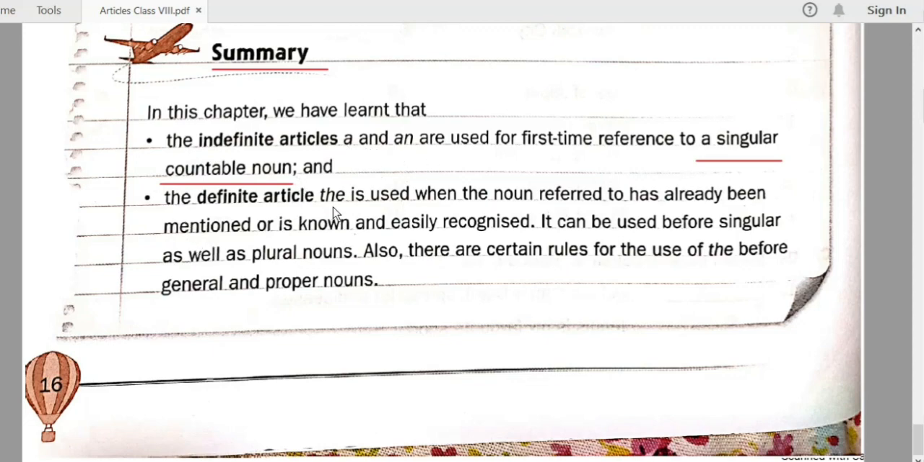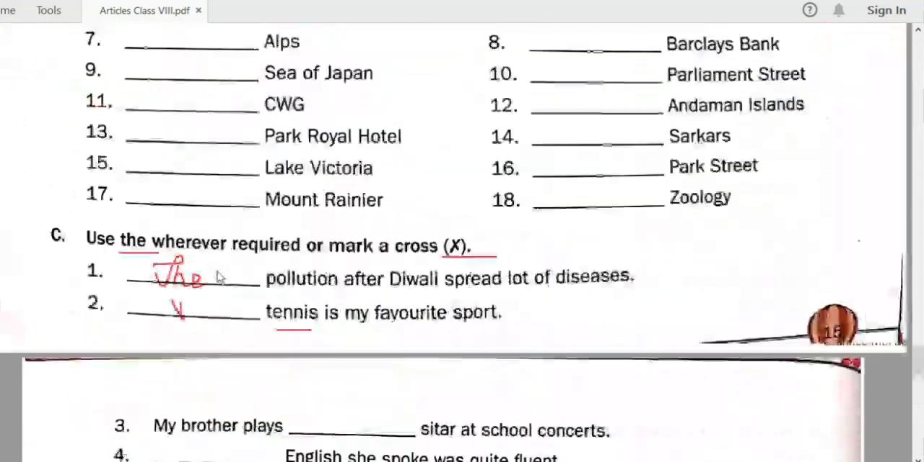The definite article the is used when the noun referred to has already been mentioned or is known and easily recognized. It can be used before singular as well as plural nouns. Also, there are certain rules for the use of the before general or proper nouns. All these I have read in our related chapter, and thus this chapter is completed.